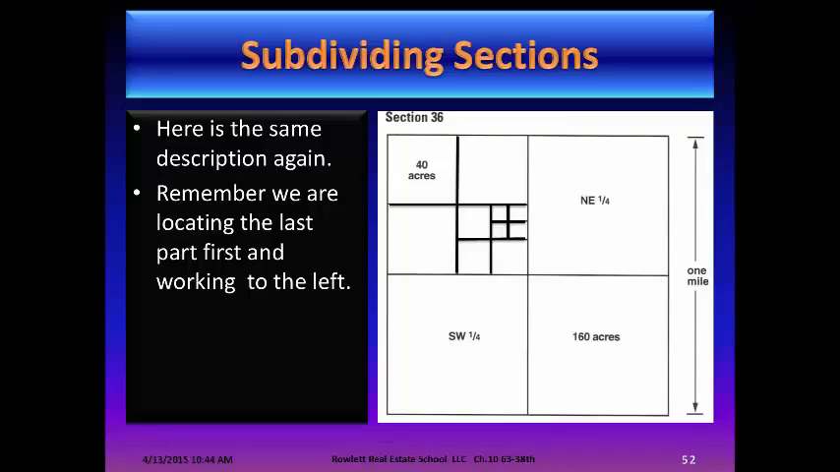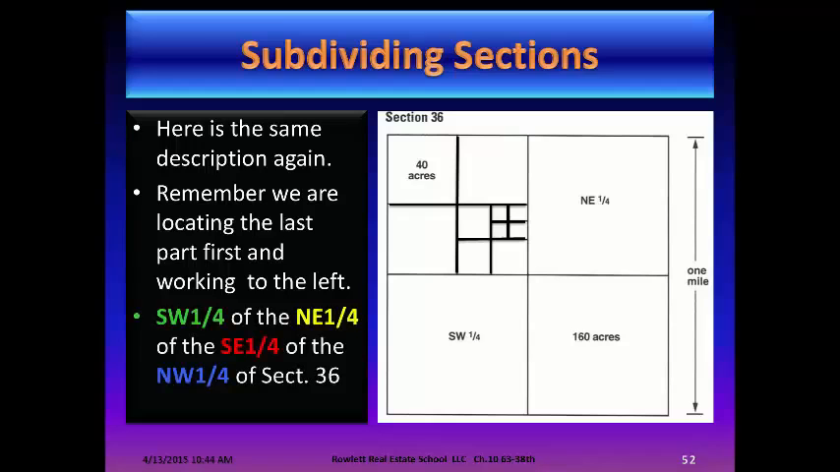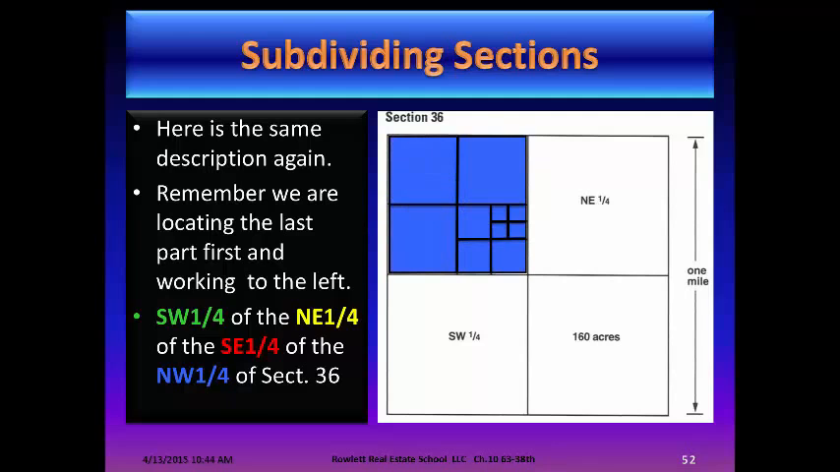Here's the same description again. Remember that we are locating the last part first and working to the left. So, we'll start with the blue part of section 36 first, the northwest quarter. Then the red quarter, which is southeast. Then the yellow, which is the northeast. And the green, which is the southwest.